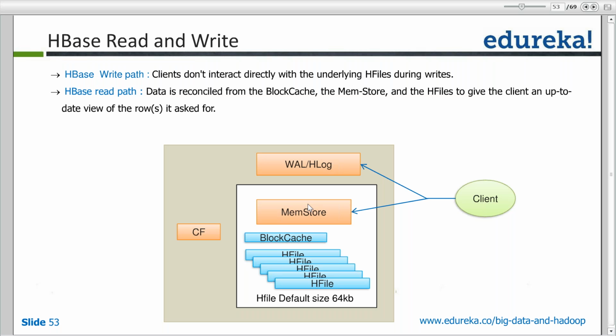Right, so the first two read operations are basically memory operations. Block cache is also memory, MemStore is also memory. So over a period of time, this will become faster and faster. And all of this, WAL file, MemStore, block cache, HFile, is for a single column family. If my table has 10 column families, this structure would be repeated 10 times.